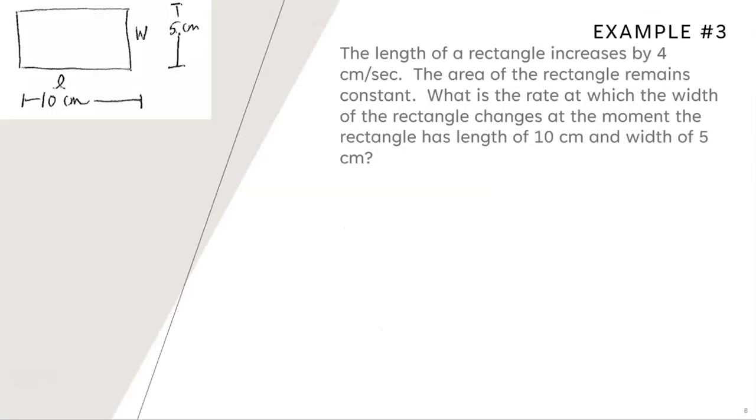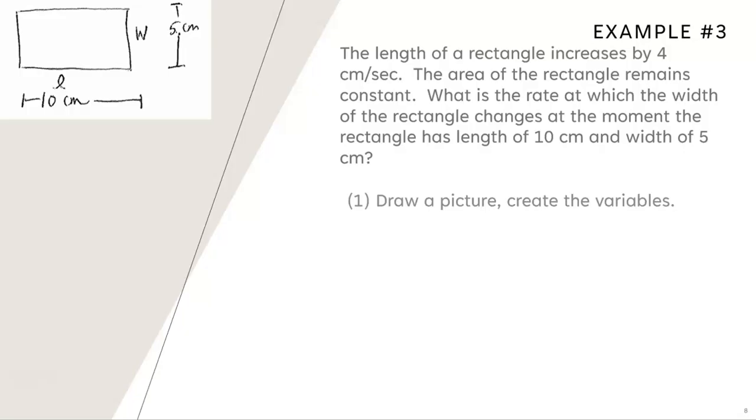Right, example number 3. The length of a rectangle increases by 4 centimeters per second, while the area remains constant. So you have to imagine I drew this little rectangle here. The length is getting bigger, but the area is staying the same. So what do you think that's going to do to the width? Well, in order to keep the same area, if we're lengthening the length, then the width is going to get smaller. Okay? So we want to find the rate at which the width of the rectangle changes at the moment the instant it has a length of 10 centimeters and a width of 5 centimeters.